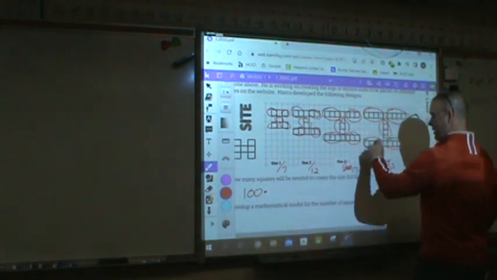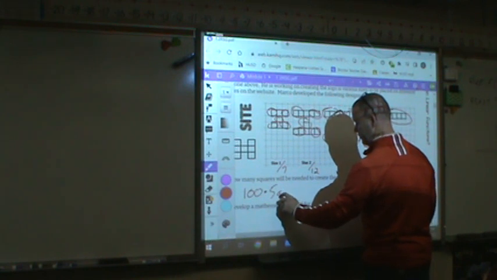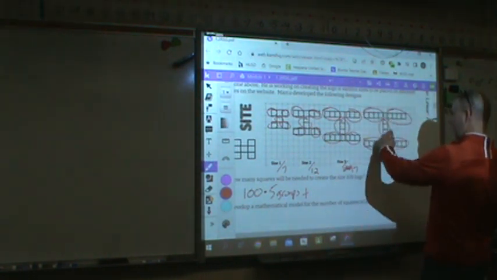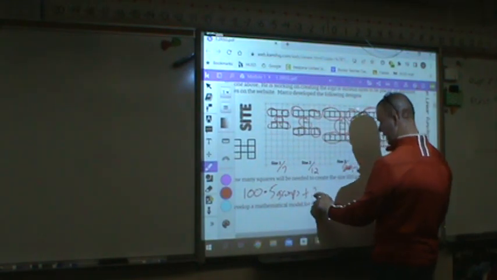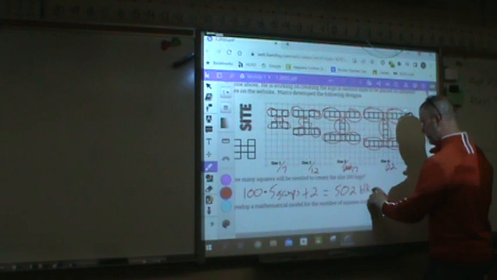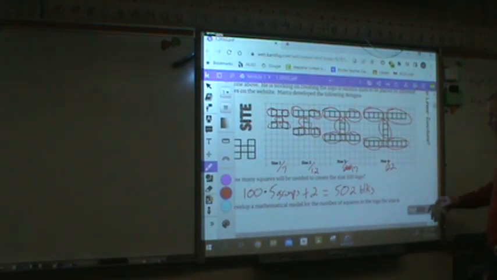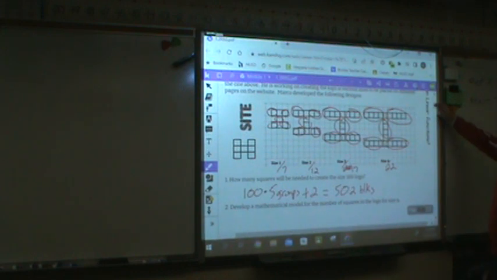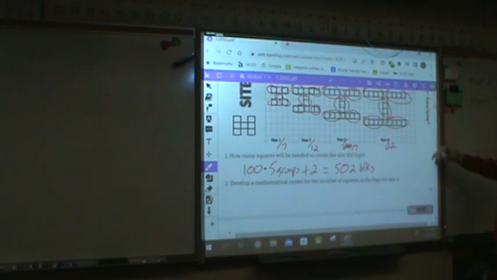So 100 times 5 groups plus 2 extra, because each one has 2 extra, is going to be equal to 502 blocks. All right? That's one way to look at it. Now that's tough to see. Yes, I agree. Now it says develop a mathematical model for the number of squares in size logo n.